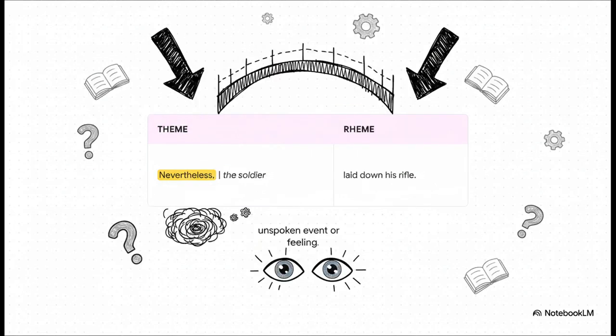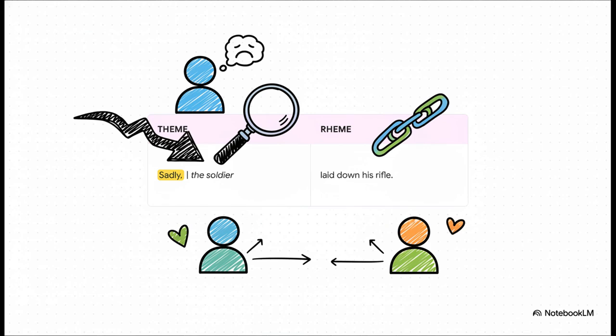And we can add even more layers to this. Check this out. If you start with a connecting word like nevertheless, you create what's called a textual theme. It instantly frames the action. It tells us that this happened in spite of something else, some unspoken obstacle. It's building a bridge to a thought that came right before it. And this one brilliantly shows the power of an interpersonal theme. Starting with a word like sadly injects the narrator's own judgment, their own emotion, right into the DNA of the sentence. We're being told not just what happened, but how to feel about it, right from the very first word.